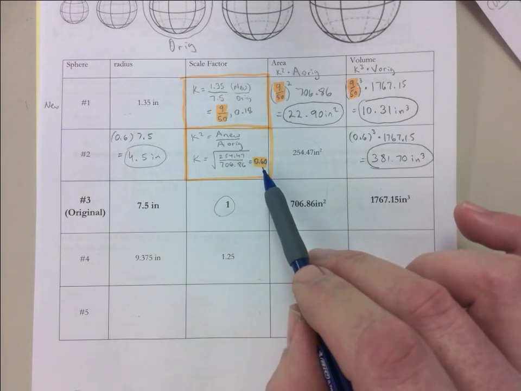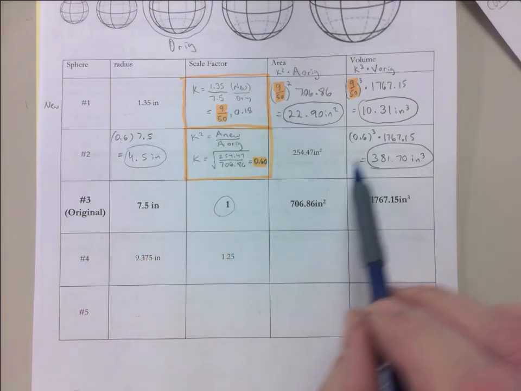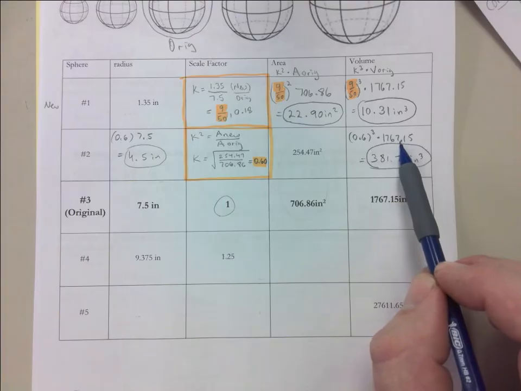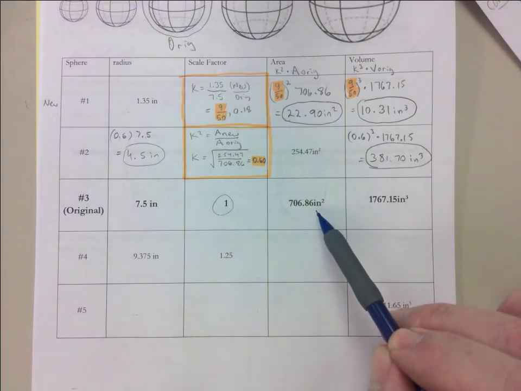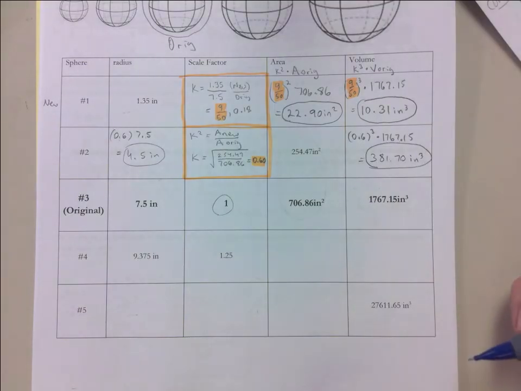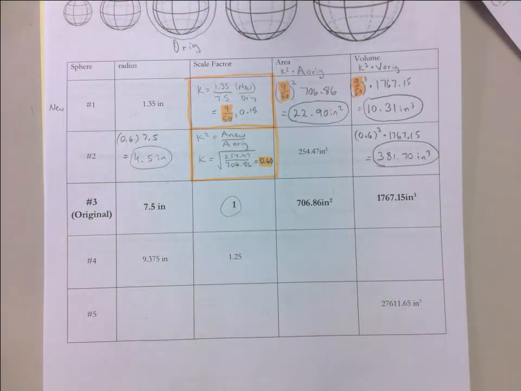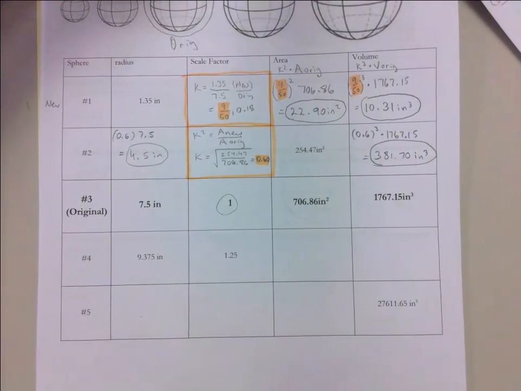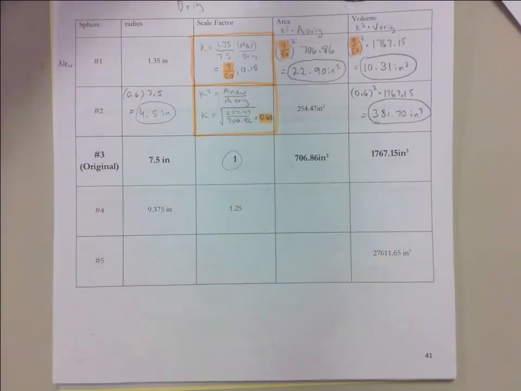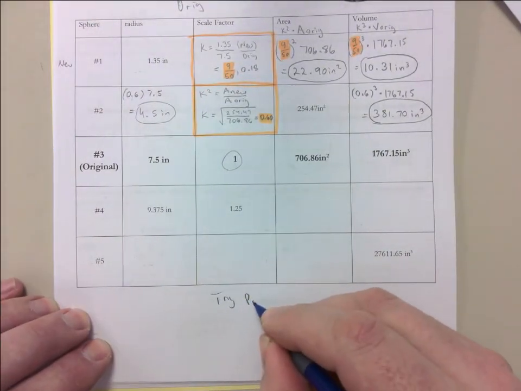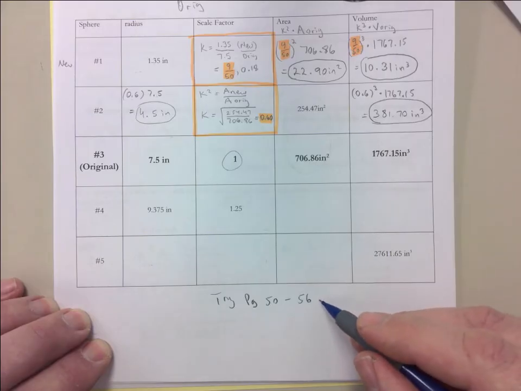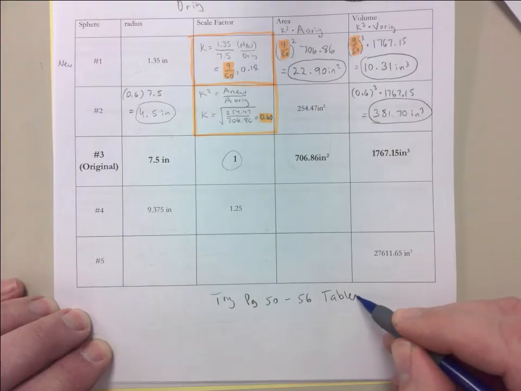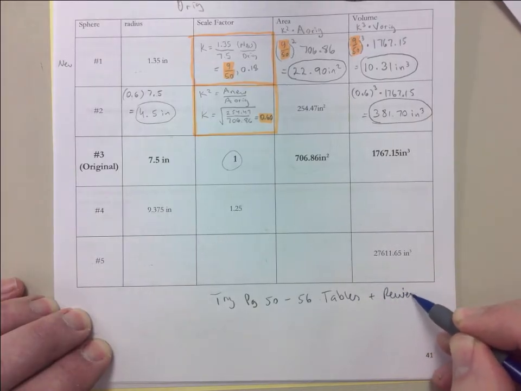So once you have K, use that pattern. K times radius. K cubed times volume. If I hadn't known the area, you would have gone K squared times the previous area, surface area, and so forth. So that's how you do these ones. I'm going to ask you to fill in the rest. And the last little bit of practice, if you put it down on this page, try pages 50 to 56. There's some review, some tables, plus review of scale factors.